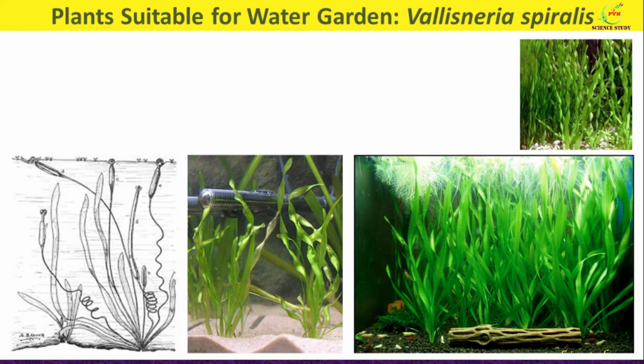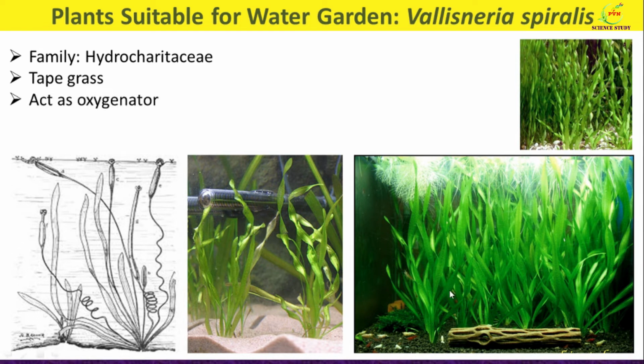Next plant is Vallisneria spiralis. It belongs to family Hydrocharitaceae. Vallisneria is commonly known as tape grass. As you can see here, Vallisneria is a submerged, tufted, stoloniferous, stemless herbaceous aquatic plant. It acts as oxygenator. These are the leaves of the plant. Leaves are long, linear, flat, tape-like and radical. The plant is dioecious. Male spathes and female spathes are produced at the water surface level, as you can see here.